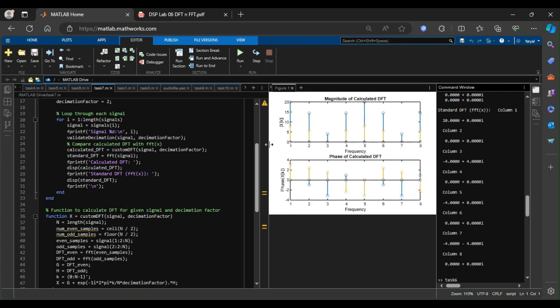This function validates the decimation process for a given signal and decimation factor. It plots the magnitude and the phase of the calculated DFT. So by running this script, we can observe the magnitude and phase of the calculated DFT for each signal and also compare with the DFT obtained from the standard MATLAB FFT.